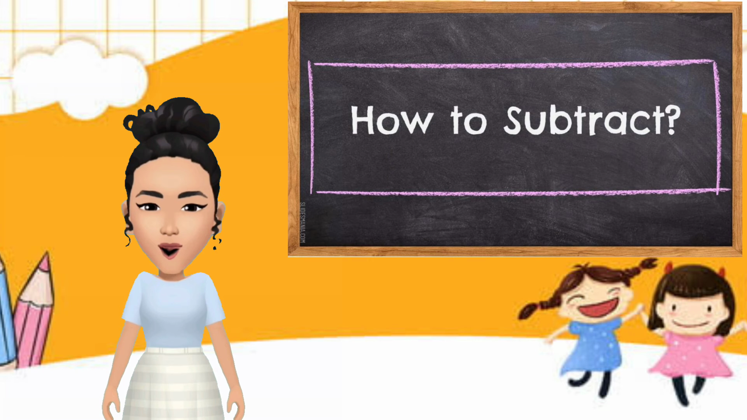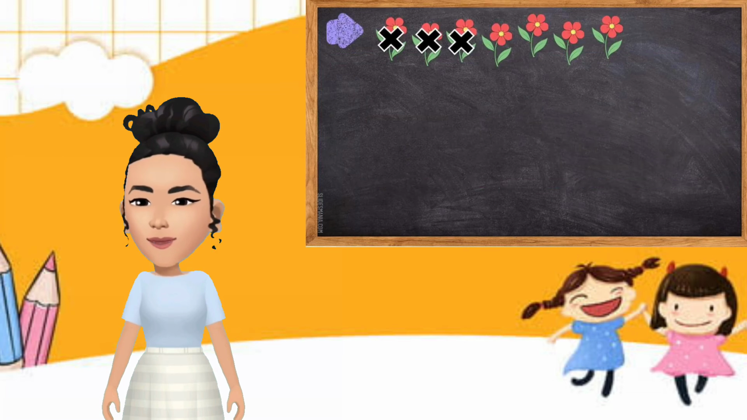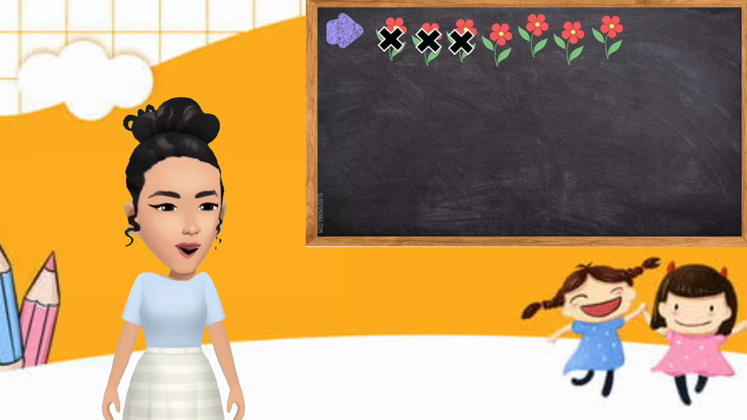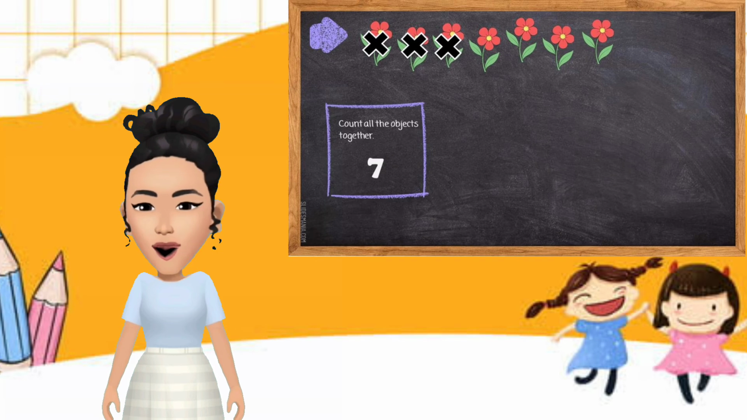So, we will begin with the pictures. So what do you see? Yes, there are flowers. So first, what we need to do is we will count all the flowers. So can you count with me? Let's count. 1, 2, 3, 4, 5, 6, 7. So we have 7 flowers. And 7 is our minuend.